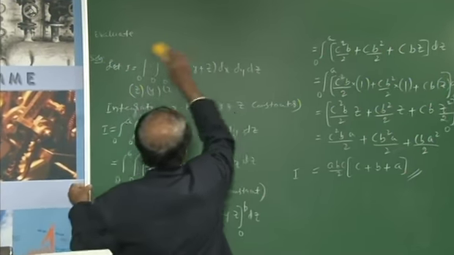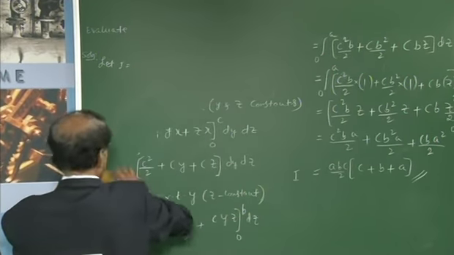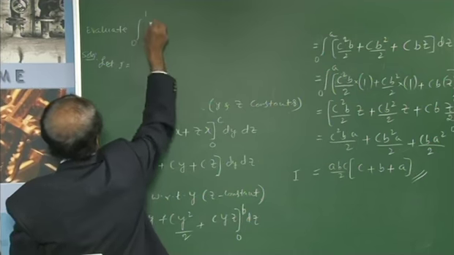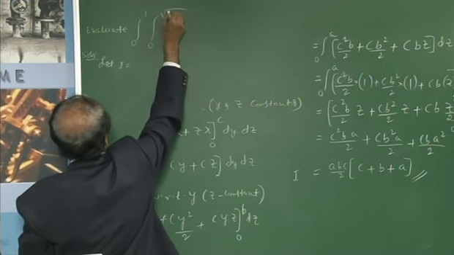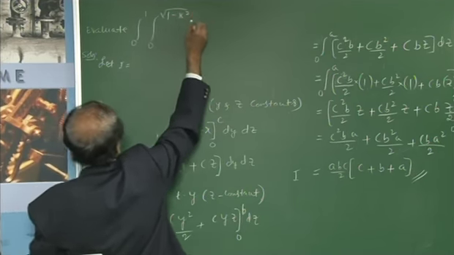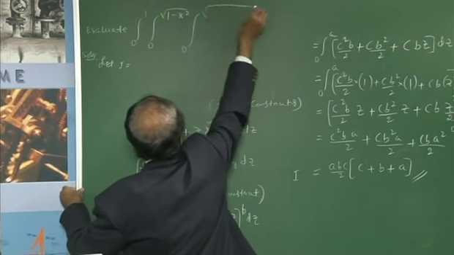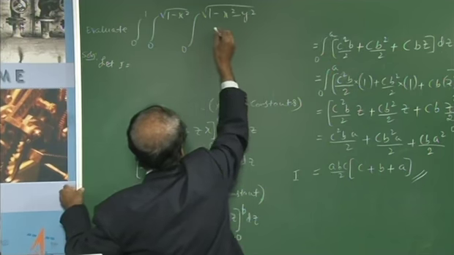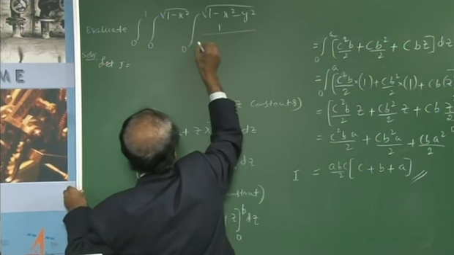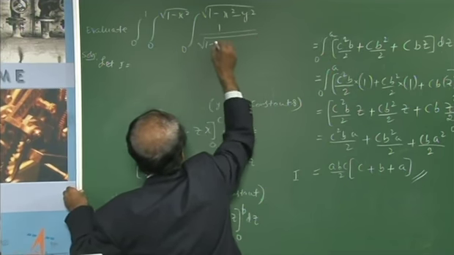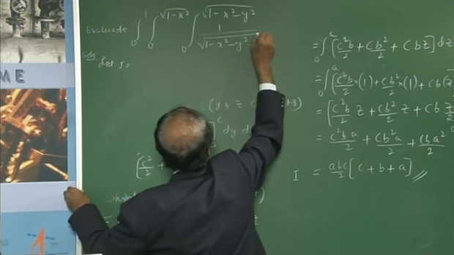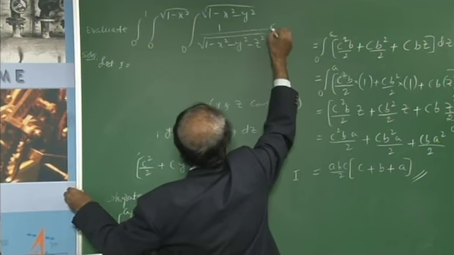Evaluate the integral from 0 to 1, 0 to root of 1 minus x square, 0 to root of 1 minus x square minus y square, of 1 divided by root of 1 minus x square minus y square minus z square.